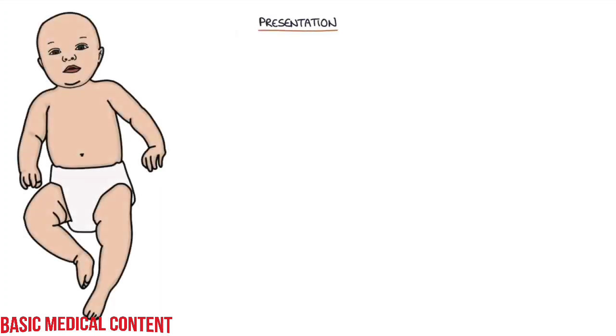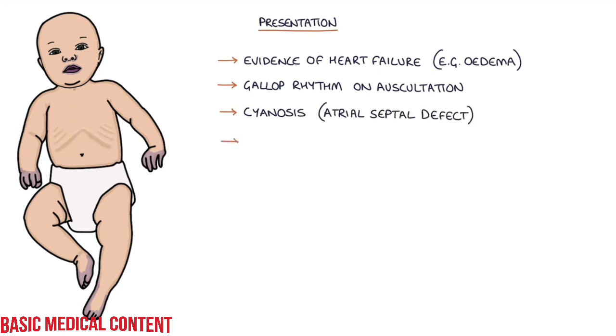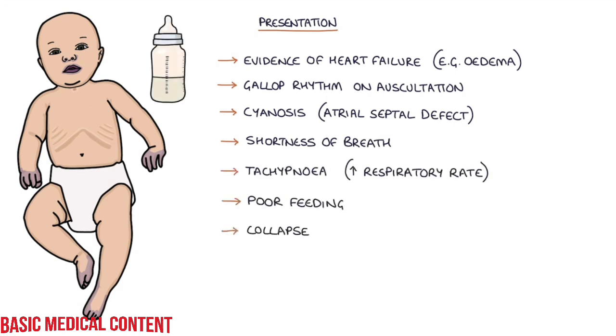So how does it present? The typical presenting features include evidence of heart failure, for example, edema, a gallop rhythm heard on auscultation, cyanosis if there's an associated atrial septal defect, shortness of breath and tachypnea, which is a raised respiratory rate, poor feeding, and potentially collapse or cardiac arrest.